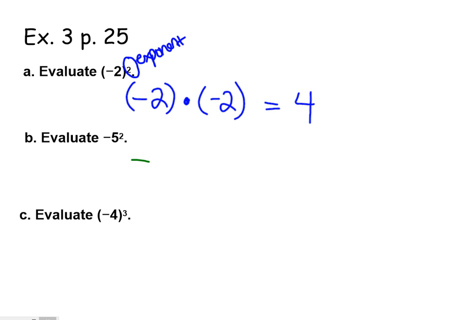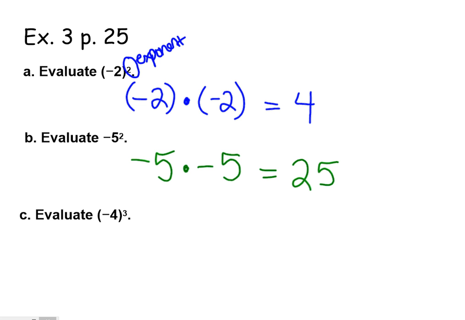Now let's look at B. Negative 5 squared. That means I have negative 5 times negative 5. I multiply negative 5 2 times. 5 times 5 is 25. And since they have the same sign, my answer is positive. Now let's look at C.